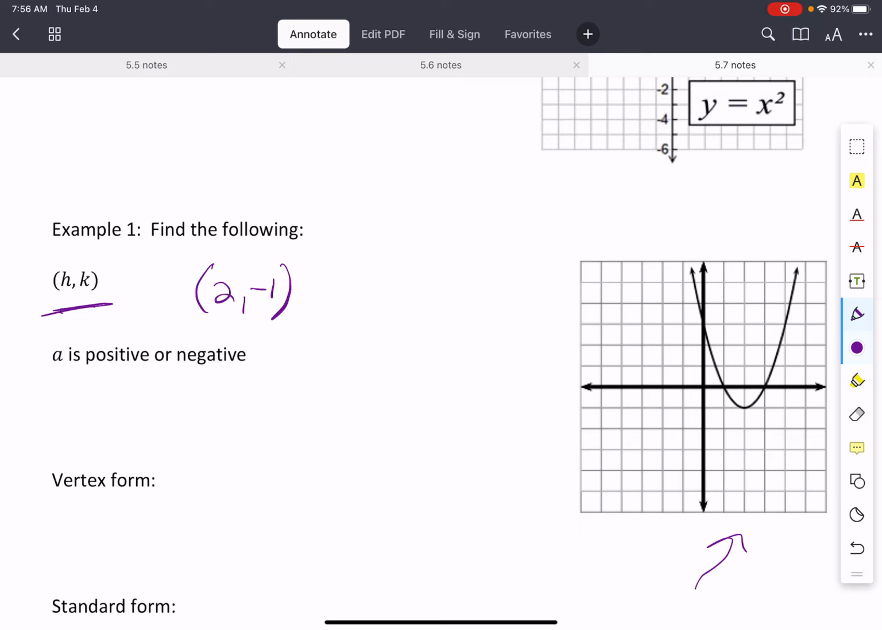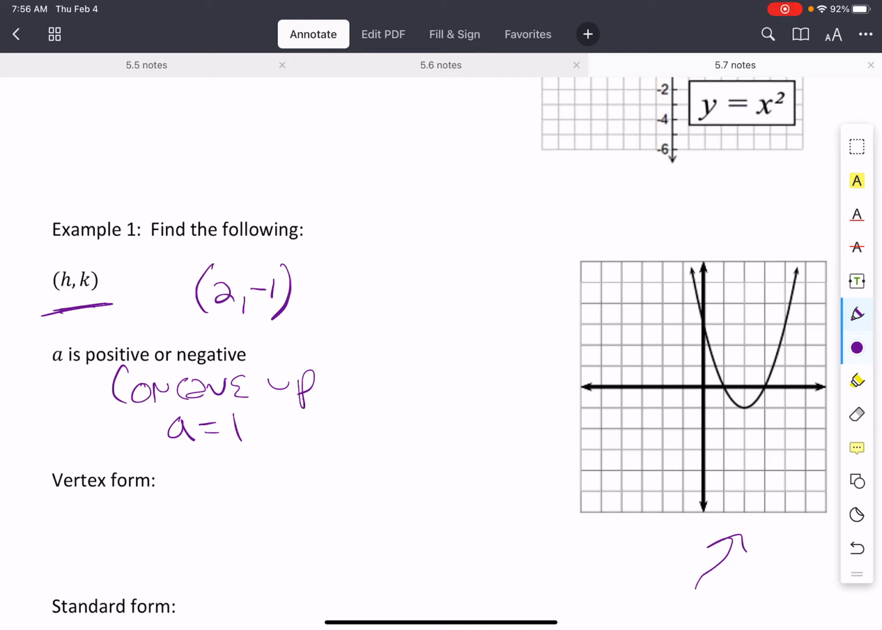And okay, so a lot of you guys said A is positive. Can someone raise their hand and tell me why I know A is positive? Yeah, Victoria. Good, this graph is concave up. And lucky for us, all we ever deal with is A is 1 or -1. So because it's concave up, I know in this case, A is going to be +1. Okay.